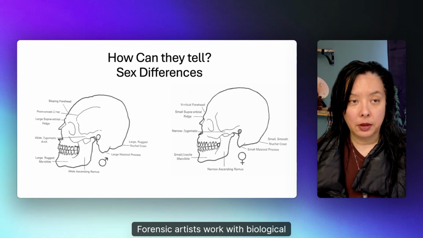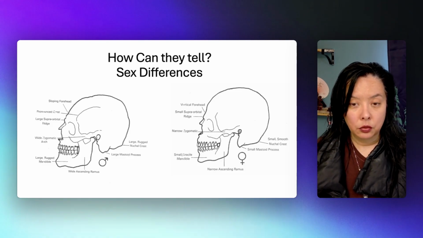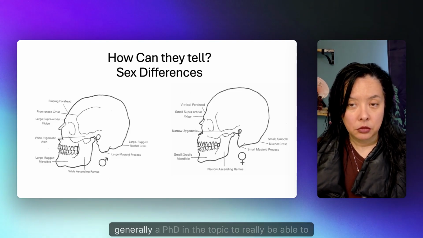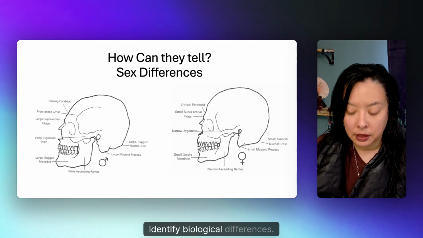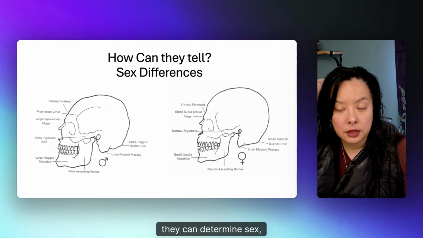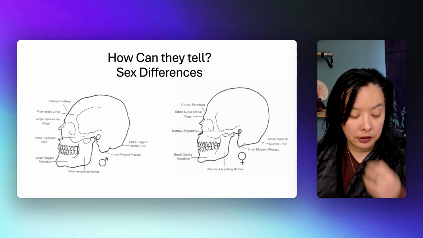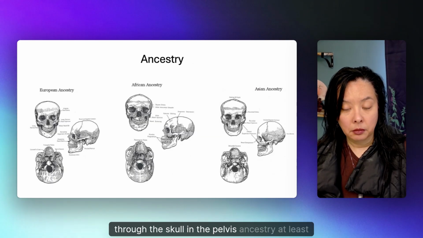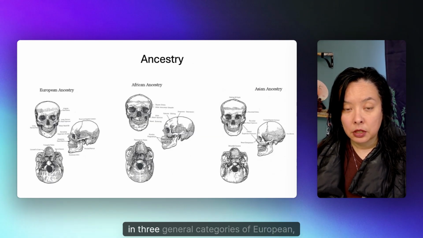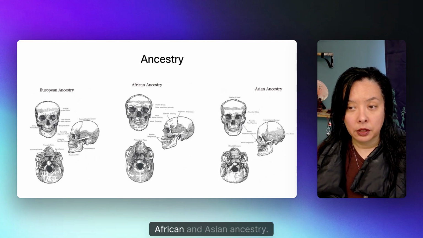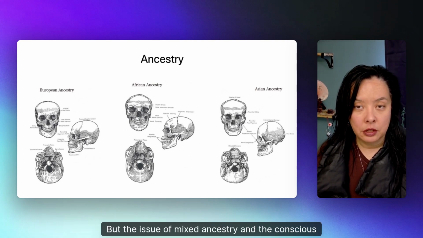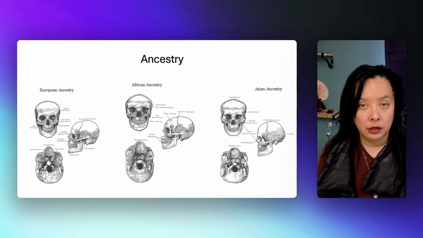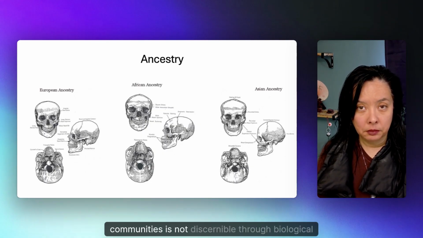Forensic artists work with biological anthropologists who have years of study, and generally a PhD in the topic, to really be able to identify biological differences. They can determine biological sex through the skull and the pelvis, and ancestry, at least in 3 general categories of European, African, and Asian ancestry. But the issue of mixed ancestry and the construct of race within communities is not discernible through biological means.